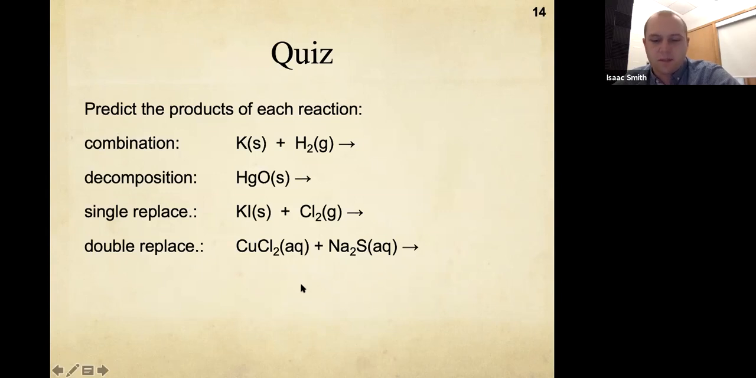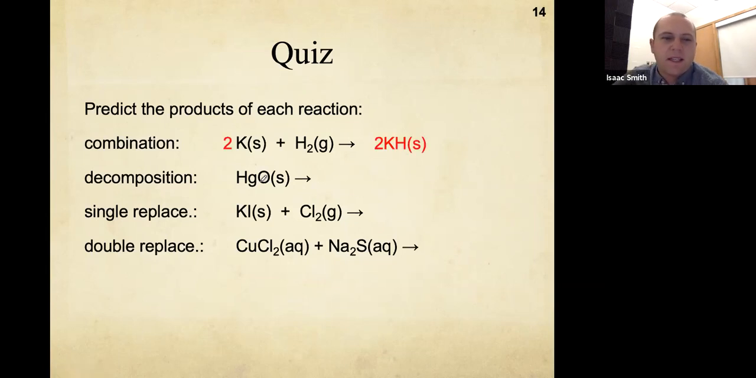All right, predict the products of each reaction. So we learned 4 different reactions just now. So go ahead and pause it and try and predict what you would get out of these. Okay, cool. So let's walk through these.